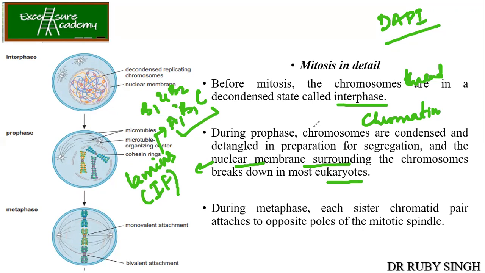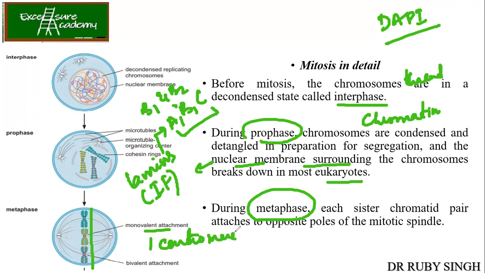Now coming to the metaphase. After prophase, the next is the metaphase. In the metaphase, each sister chromatid pair attaches to opposite poles of the mitotic spindle. This is your plate, where the chromosomes are aligned. One centromere is a monovalent attachment, meaning only one spindle fiber has been attached to the chromosome. Bivalent means spindle fibers from both directions have been attached. This is the ideal case.